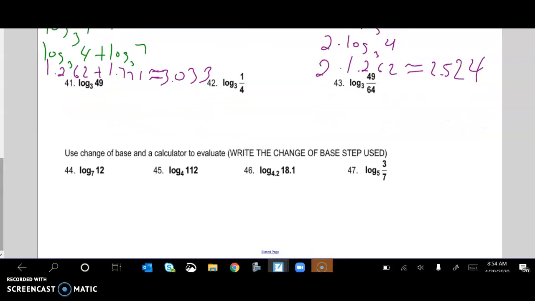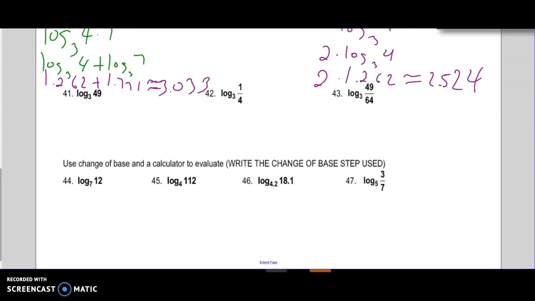Oh, I moved my screen. I didn't want to do that. Put that back. All right, let me pause this for a second. All right, back on.